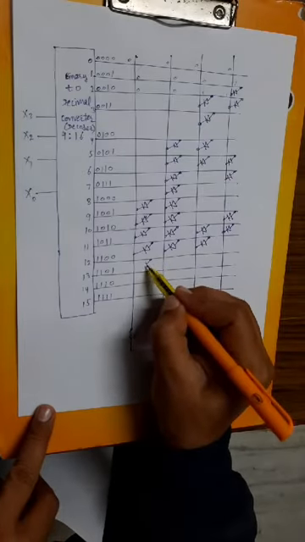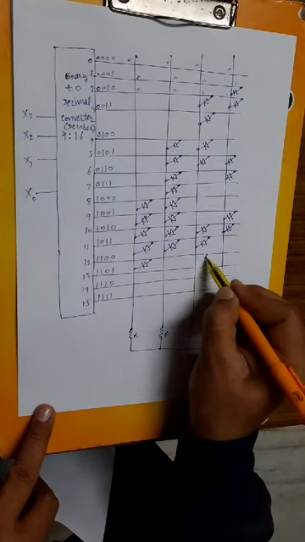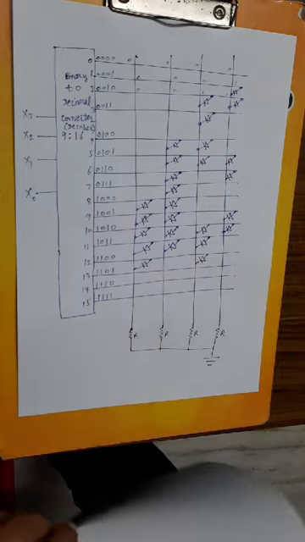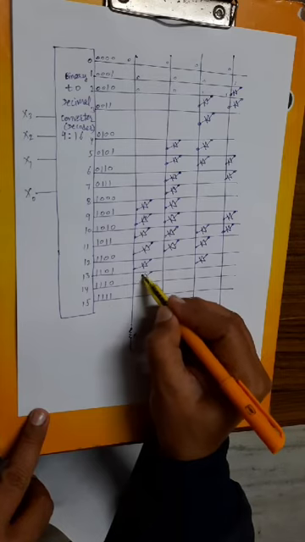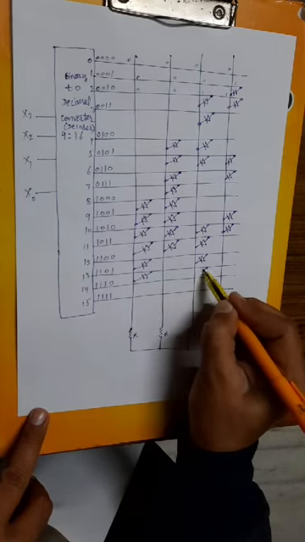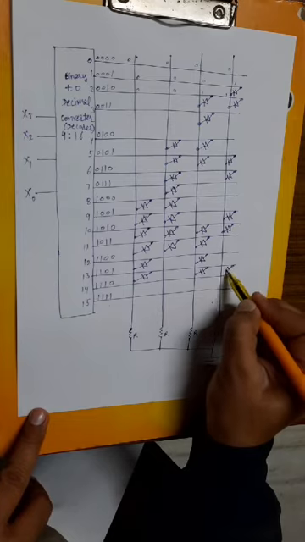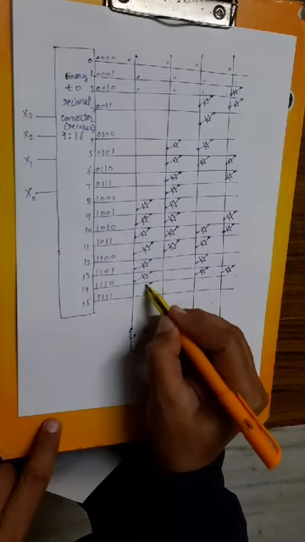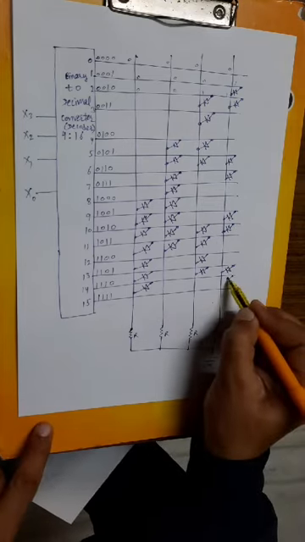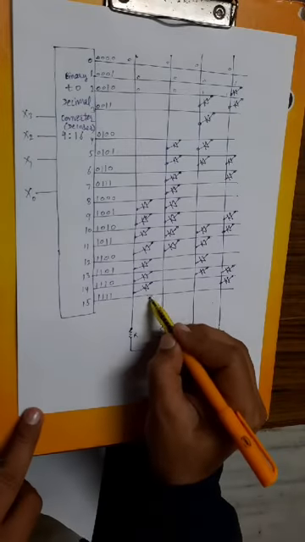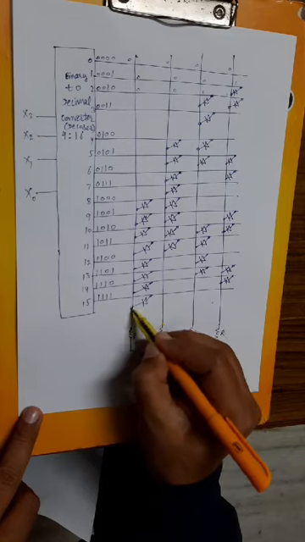On the 12, 1 0 1 0. On the 13, 1 0 1 1. On the 14, 1 0 0 1. Then on the 15th side, 1 0 0 0.